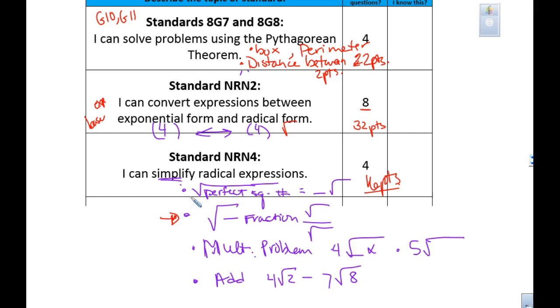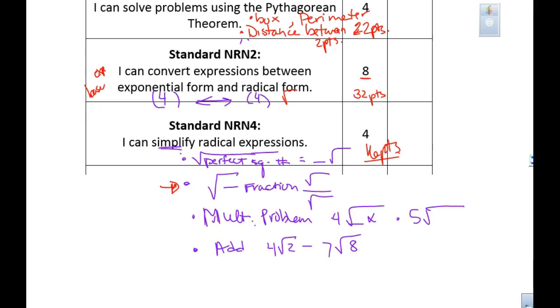But those fraction ones, some of you really had problems simplifying and looking at those. Then you have these big multiplication problems and they get ugly and they have lots of variables and numbers underneath the radical and out in front, to make sure you know how to simplify those.